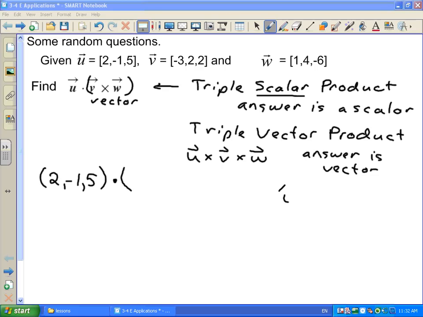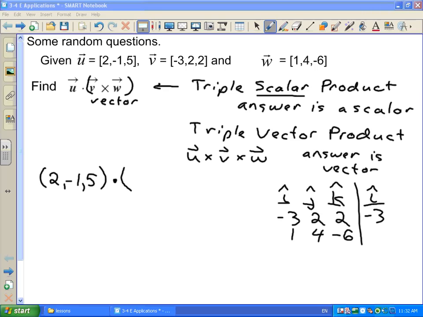Well, we make our little chart here: i, j, k. We put our components underneath each one of them. We're doing v cross w, so we need -3, 2, 2, and 1, 4, -6. Give ourselves another copy of i here, which is -3 and 1. And then we do the cross product here. Our i component is going to be 2 times -6, which is -12, minus 2 times 4, so -8, which gives us -20.